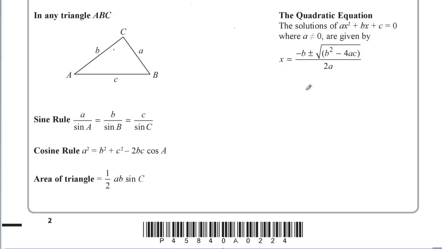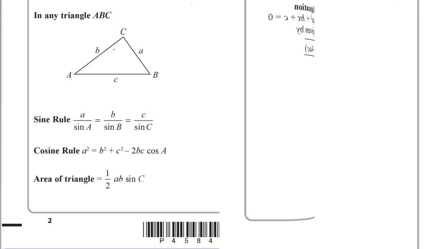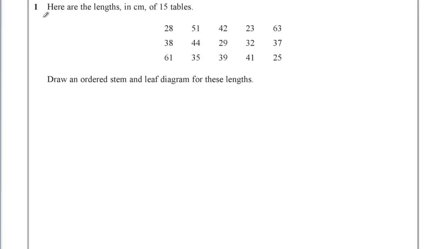Okay, let's get on to the paper. Okay, we start this first question. Here are the lengths in centimetres of 15 tables. There's all our data. Draw an ordered stem and leaf diagram for these lengths. Okay, stem and leaf.